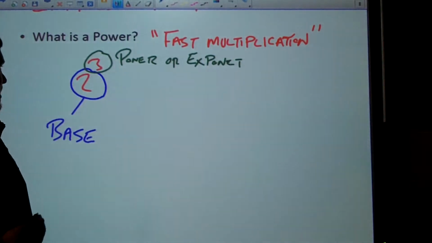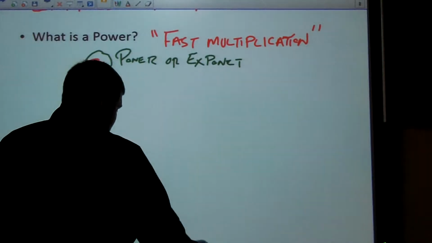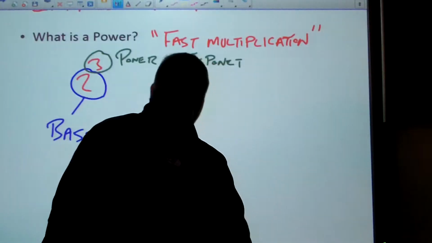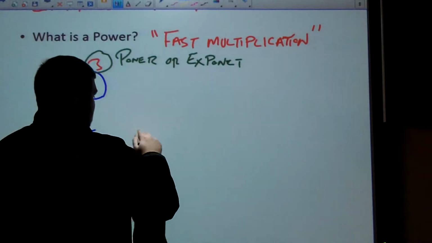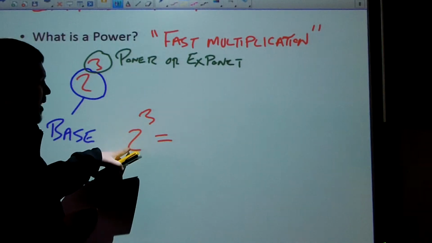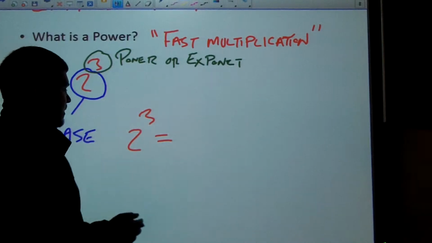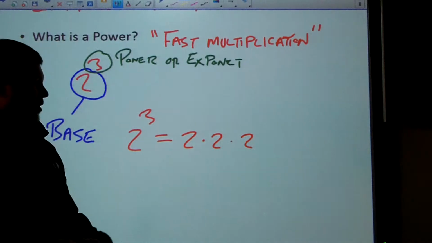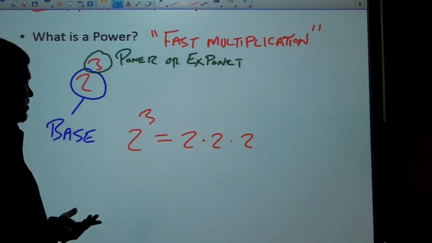Different books, you'll see different things. I typically call the whole thing collectively a power. But what it means, what we're doing with it, is I'm just going to rewrite it. So that's 2 cubed. That just means I take my base, whatever my base is, and I multiply it by itself however many times the power is. So I have 2 times 2 times 2. I took the base and multiplied it by itself 3 times because my power was 3. That's all it essentially is.